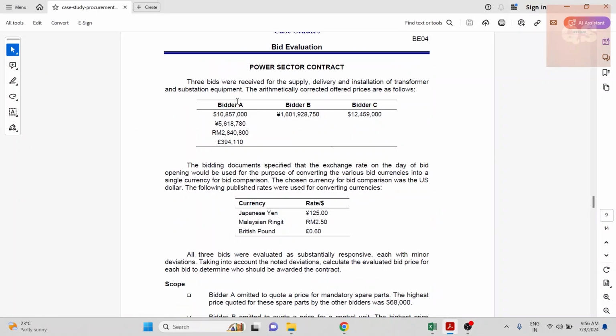So if you go through it, when a price is bid, different bidders will bid it in different ways. In this case, bidder A has provided different prices. Here you need to understand that there are different items: item number 1, item number 2. Bidder B has combined everything under one. So supply and installation of transformer and substation equipment is just one item for bidders B and C. Bidder A may have split it into different sections: maybe supply of just the transformer, installation of the transformer, supply of other equipment, miscellaneous, like that. And you can see there are different currencies utilized.